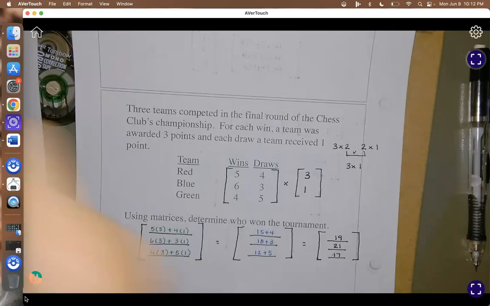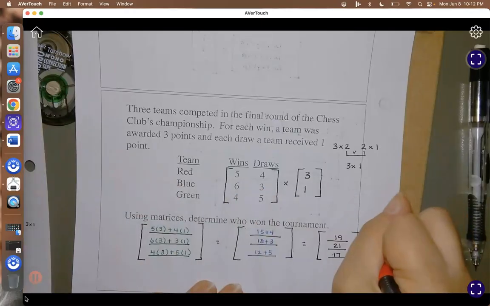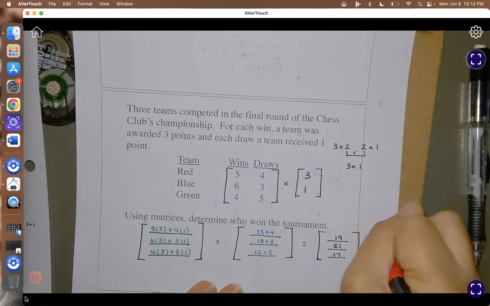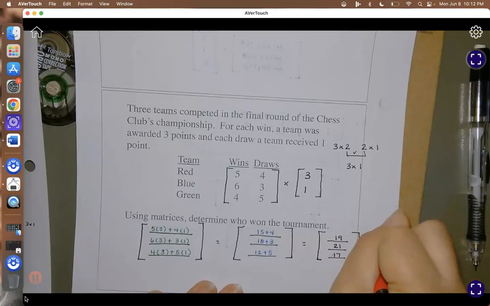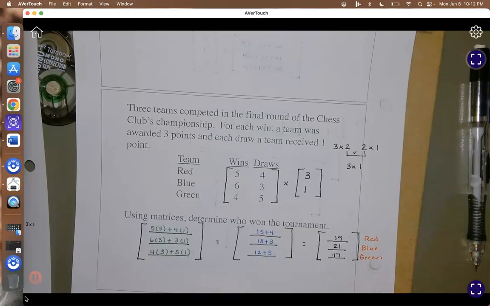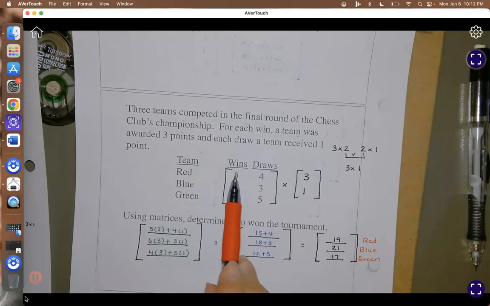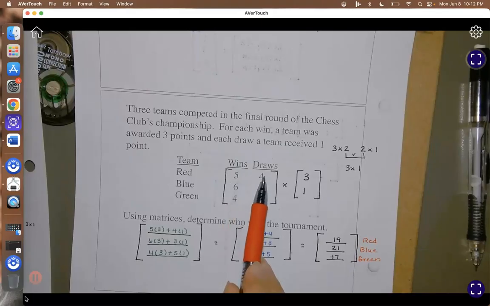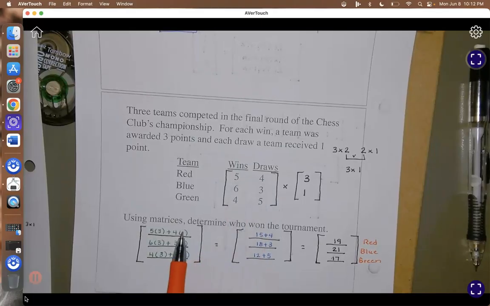Now, if we look at the team names, this is red's total points, this is blue's total points, and green's total points. And guys, if you weren't doing a matrix, you would have said, okay, multiply this by 3, multiply this by 1, add them together. Look what you did. So you are using a matrix, you just didn't have the brackets around it.